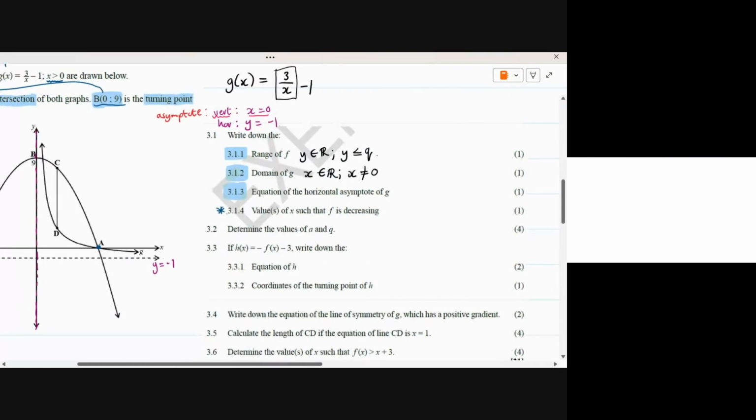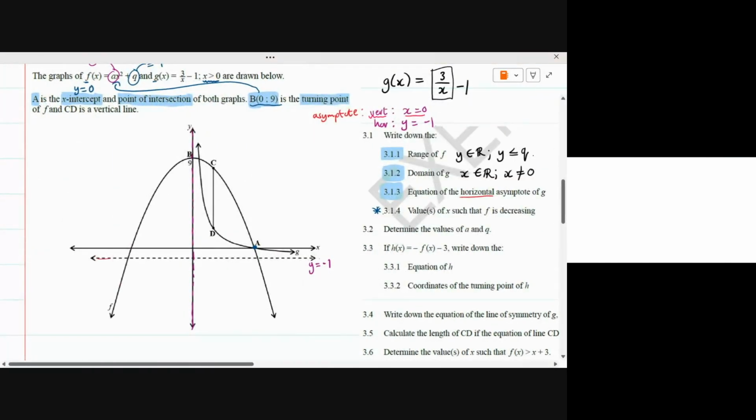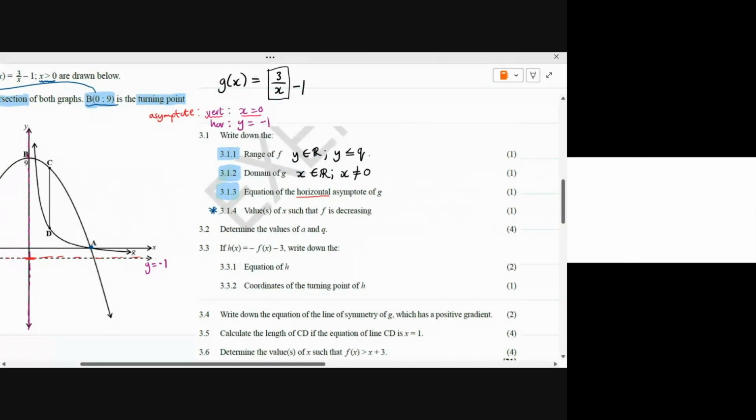All right. So now it wants the equation of the horizontal asymptote of g. Horizontal asymptote is the asymptote that's going to cut my y-axis. So I'm looking for my y asymptote. Now, guys, I want you to be careful. Don't just say y cannot equal 1, or -1. That's not what they're asking. What they're asking for is the equation. So you must write that my asymptote sits at y is equal to -1. Make sure you get that right.